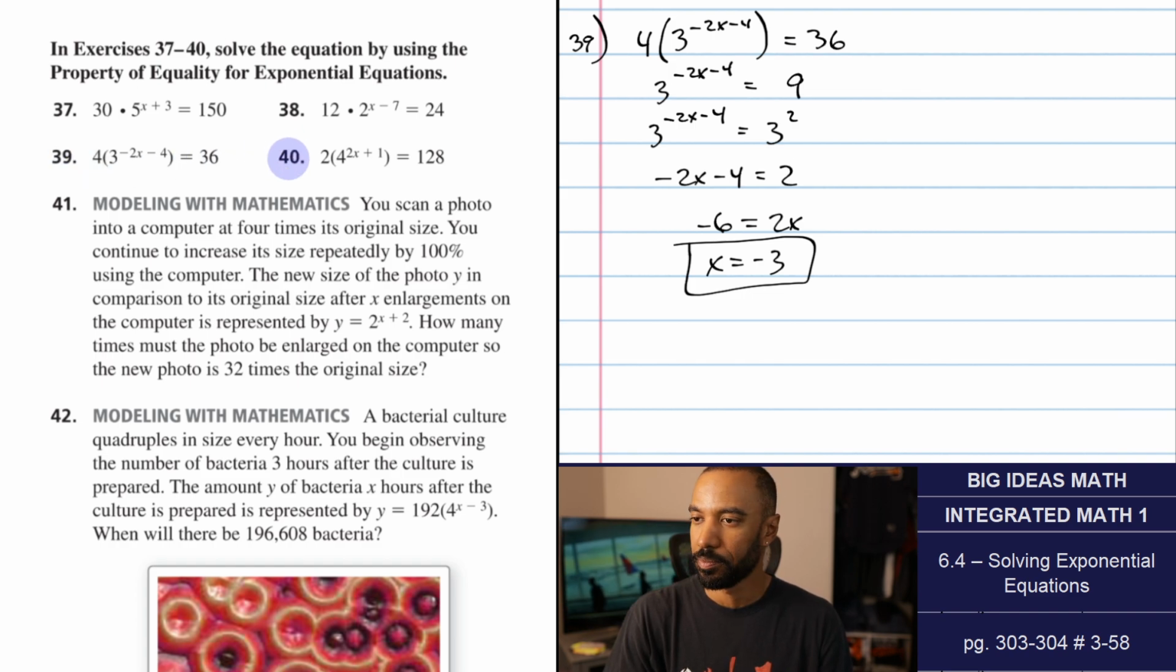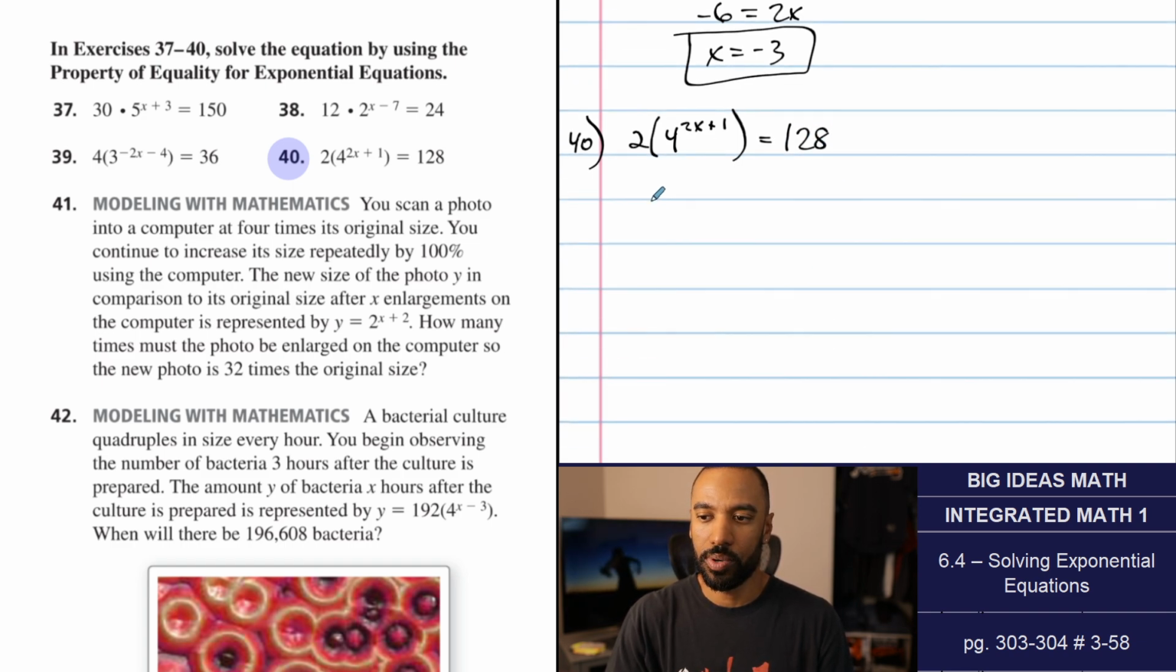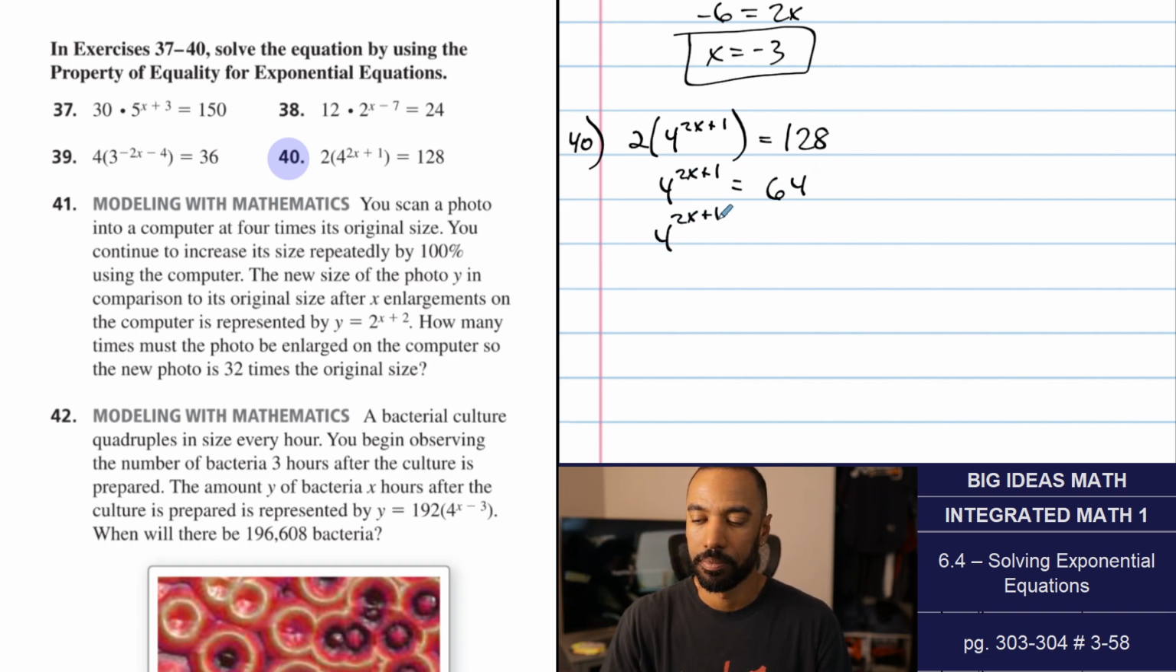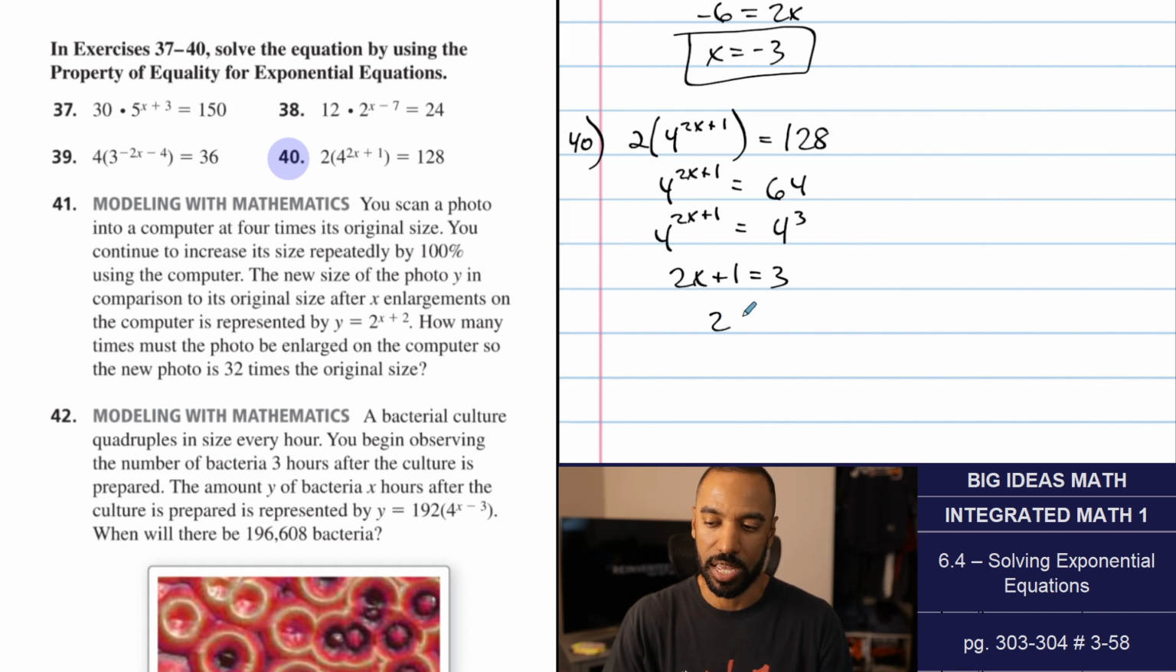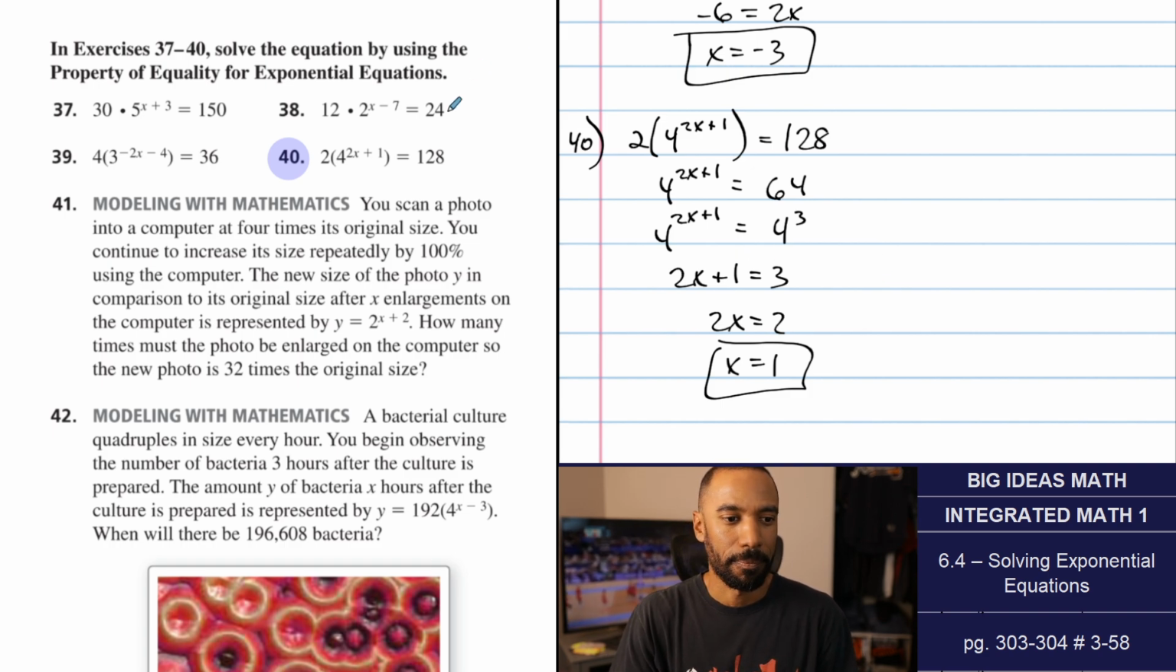Number 40 should probably be looking like 39 a little bit. All right, let's divide by 2 to isolate the exponential term. And you get 64, and 64 is 4 cubed. So now we can set 2x plus 1 equal to 3, subtract 1 from both sides, divide both sides by 2. You get x equals 1. Do the double checks all you want. I'm going to leave them.